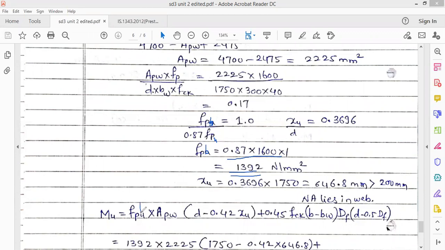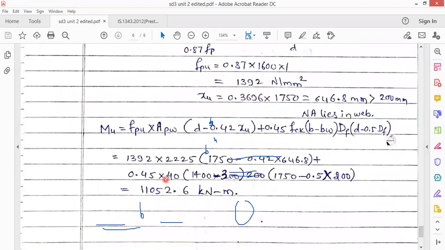So I will substitute that value here. I will substitute the area of steel in the web portion, and XU value I will substitute, and I will obtain the value of this moment of resistance. So this moment of resistance value obtained here is with respect to the second type, that is the neutral axis lies outside the flange section. So here we have different equations for these two types. So we have the value 11,052.6 kilonewton meter as the moment of resistance for this particular section.